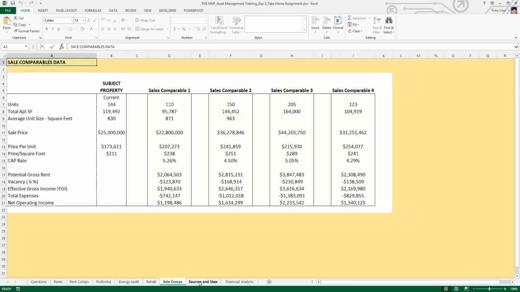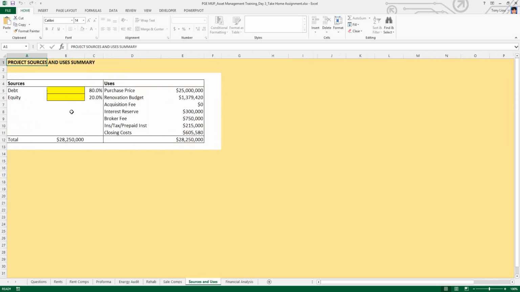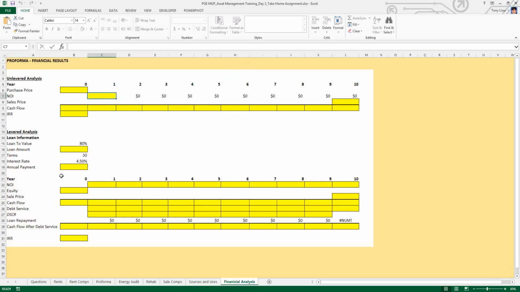Let's see what else we have here. We have some sources and uses here. So tell me what the 80% debt and 20% equity are. And then I'd like you to do a financial analysis, kind of what we covered there. So calculate unlevered and levered analysis based upon this pro forma. Are there any questions?